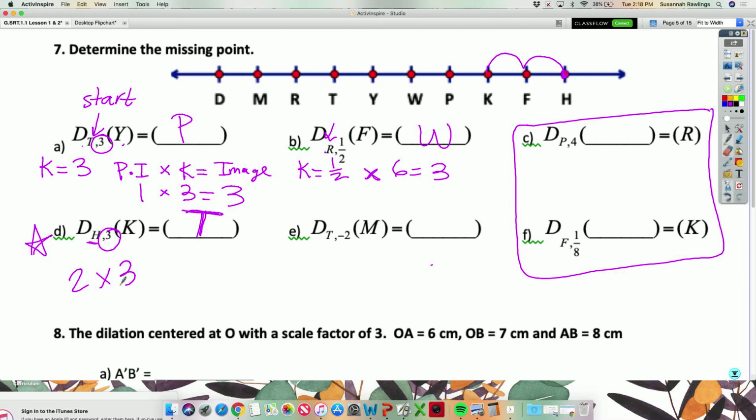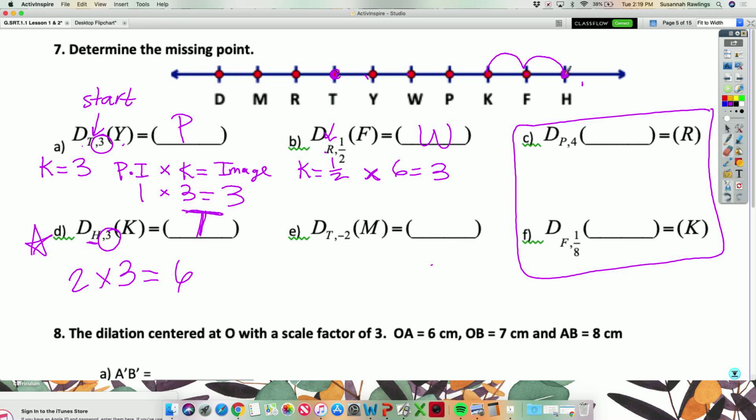Scale factor. So 2 times 3 gives me 6. You go back to your start, and I count now 6 spots. So 1, 2, 3, 4, 5, 6, and that will take you to T. Don't get confused. Some people start at K or things like that. You always want to start back at your point of dilation.